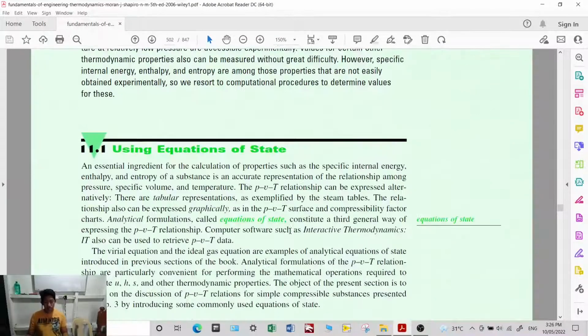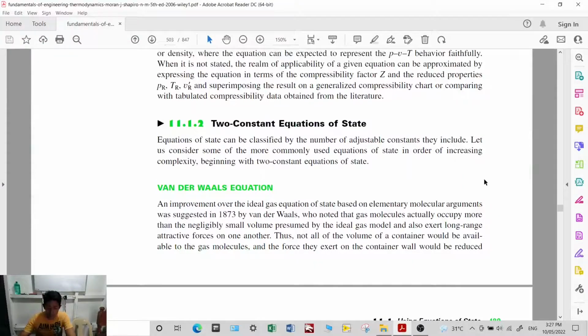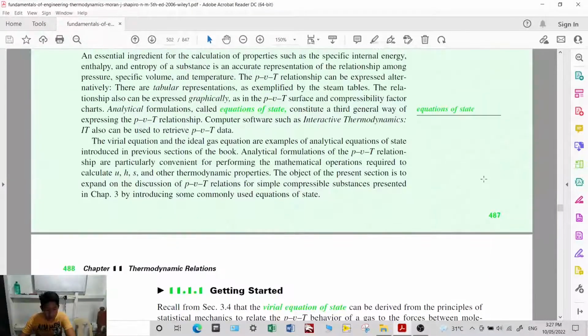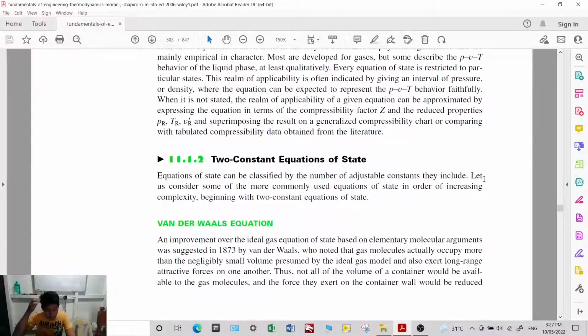Okay, so the first part is the equation of state. For gases, we need these equations of state. So for example, the ideal gas equation.